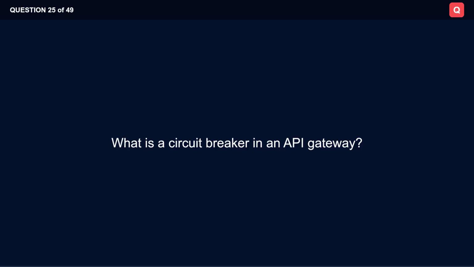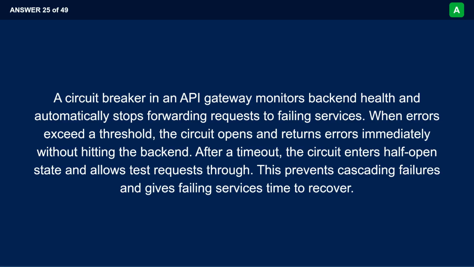What is a circuit breaker in an API gateway? A circuit breaker in an API gateway monitors backend health and automatically stops forwarding requests to failing services.